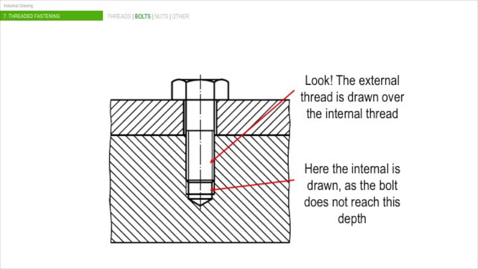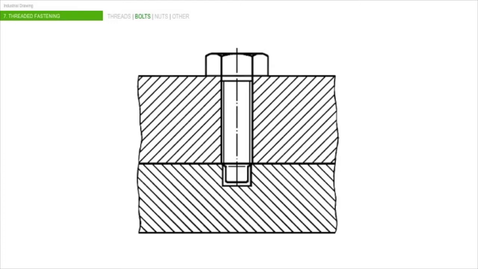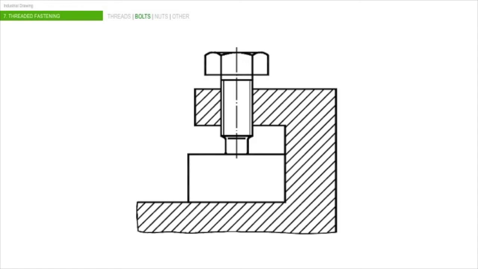These are perhaps the most common parts, threaded parts, used in engineering. You can see here how we use a bolt to tie 2 different parts. Only the bottom part is threaded. In the top part, there is a small gap between the hole and the bolt. You can see here how the external thread is drawn over the internal thread. This is another use for bolts, for guiding objects. We can also use bolts for pressing.